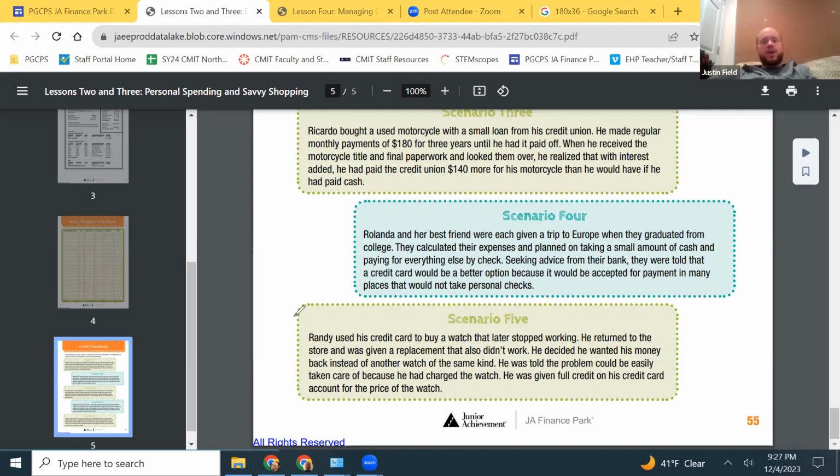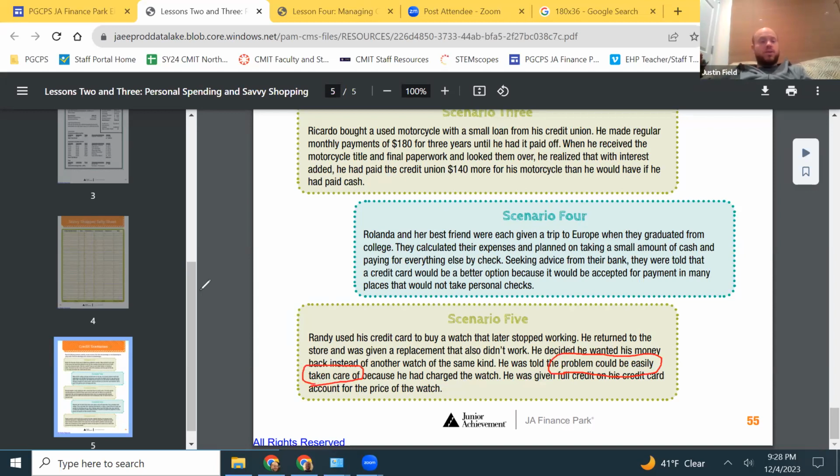Randy uses a credit card to buy a watch that later stopped working. He returned to the store and was given a replacement that also didn't work. He decided he wanted his money back instead of another watch at the same time. He was told the problem could be easily taken care of because he had charged the watch. He was given full credit on his credit card account for the price of the watch. All right. He was told the problem could be easily taken care of because he had charged the watch. All right, so that's an advantage, right? Easily taken care of.